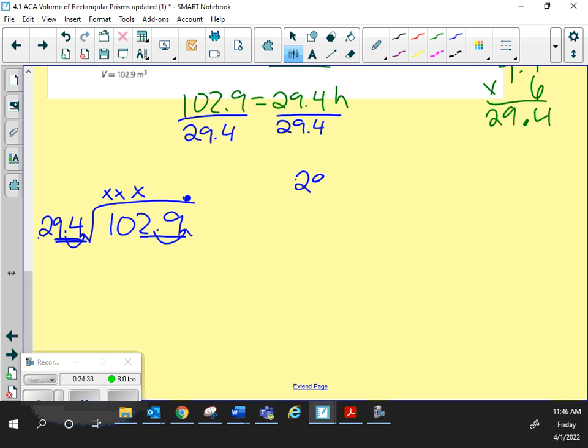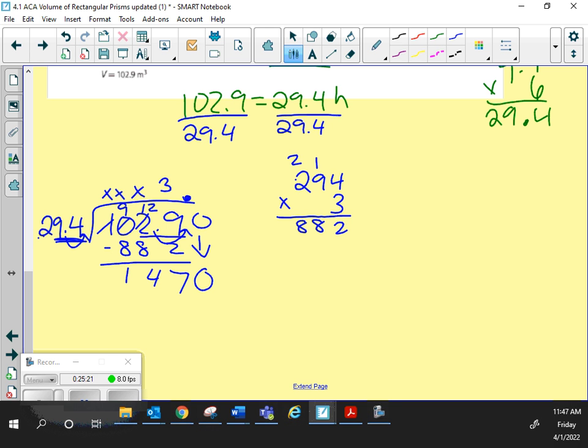294 times 3. 882. Do you think you could fit it another time? 294, it'd be pushing it, but probably not. Okay, so let's try that. Could I fit it in another time? No. Okay, so, am I done? No. How do I do it? Add a zero and bring it down.